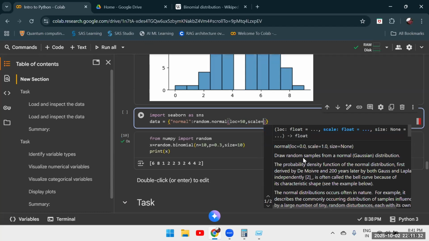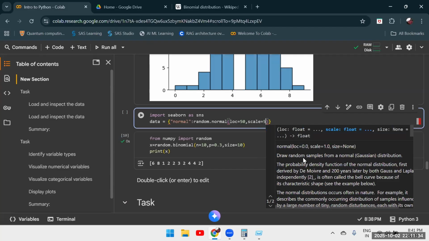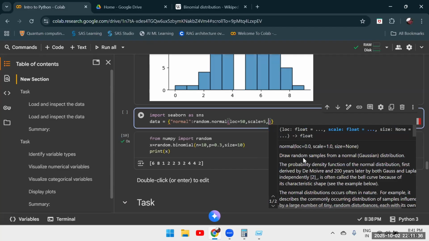Scale will be my standard deviation. Guys, please do revise the concepts we studied in the previous class. Take out some time. I want both of you to spend some time knowing what we learned. Just go through it at a high level.